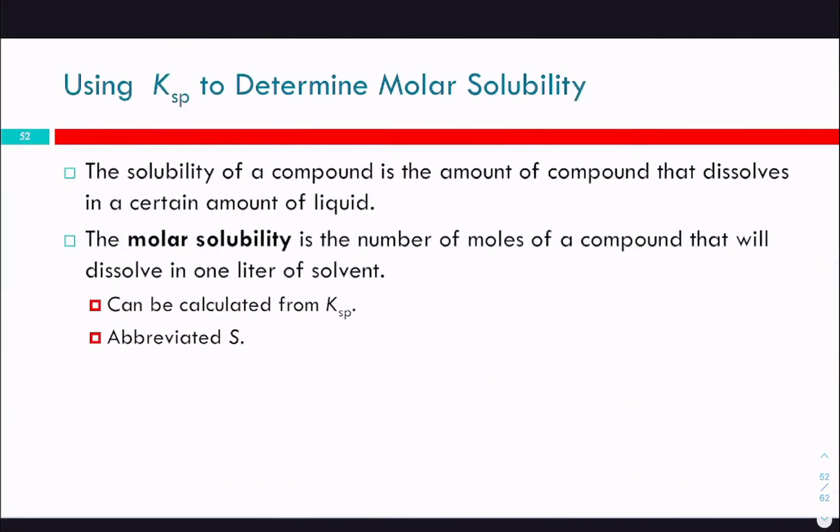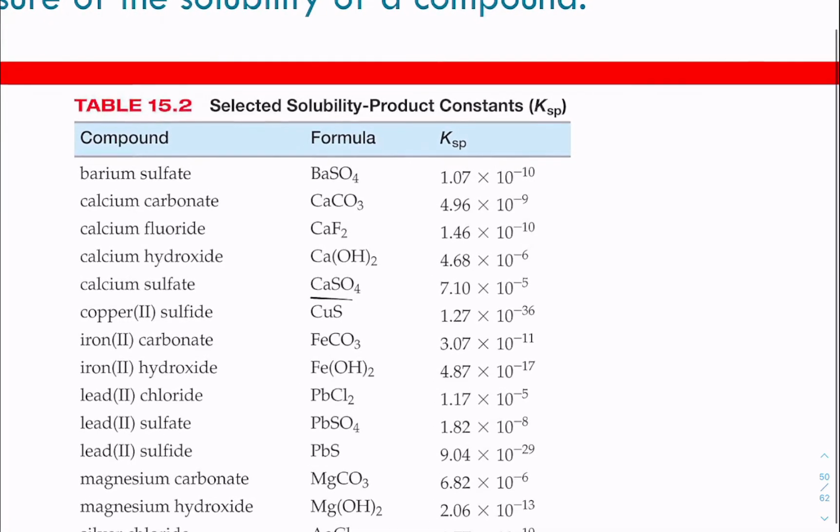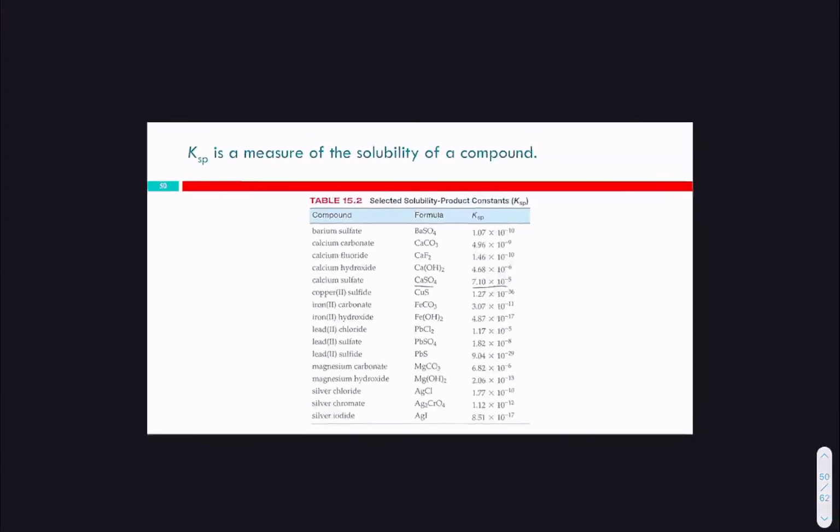And then if we want to solve this one, we need the KSP for calcium sulfate. Are we going to get this table for the test? I would just give you the KSP. It would be kind of lame if we had to write all that on our paper. No, very unnecessary. So it's 7.1 times 10 to the negative 5.